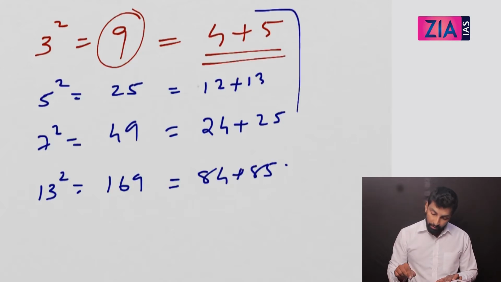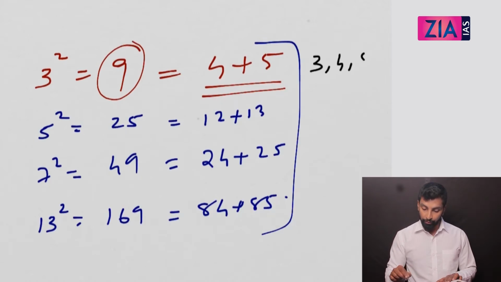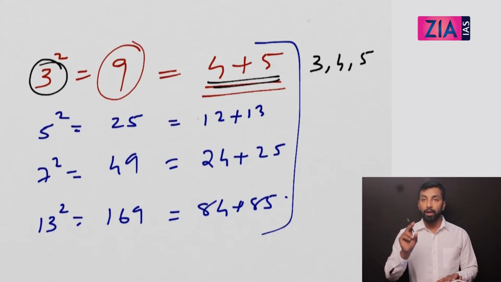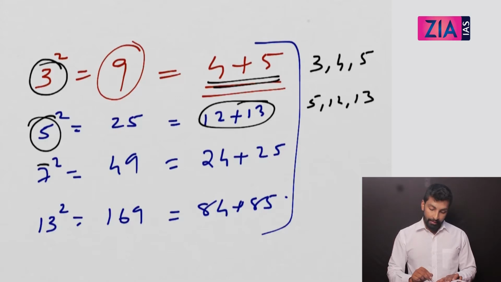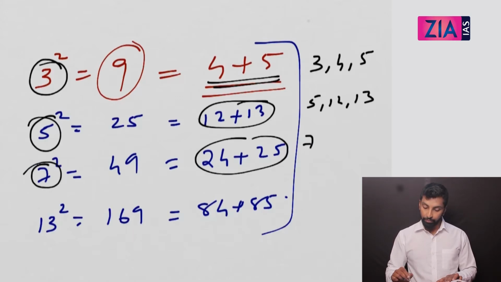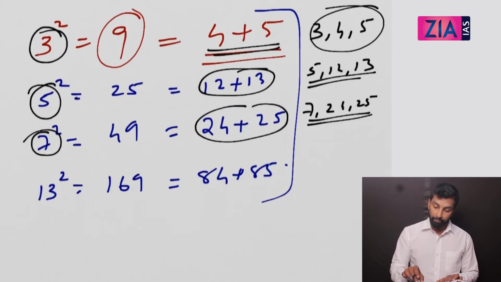Now if you observe it carefully, these numbers here, what did you get? 3, 4, 5. What is 3? 3 is from here. And 4 and 5, you are writing 3 square as consecutive natural numbers, right? Now here 5, 12, 13. Then 7, 24, 25. All these are Pythagoras triplets. Let's take 3, 4, 5.